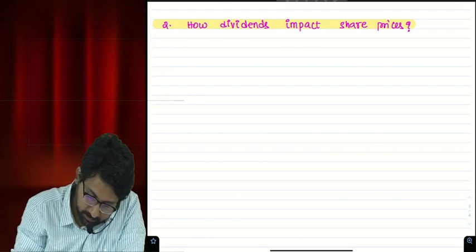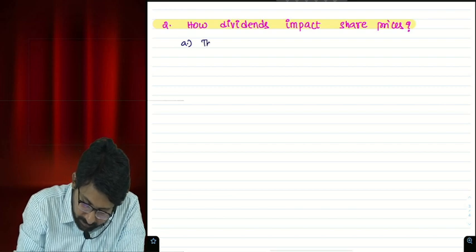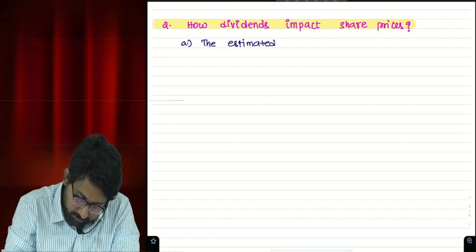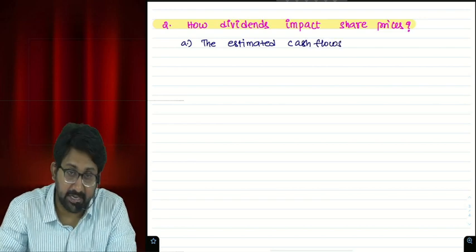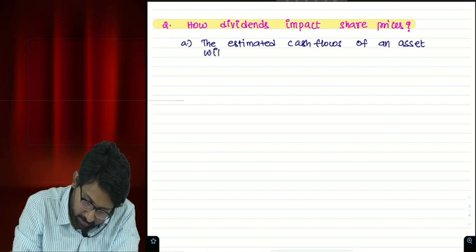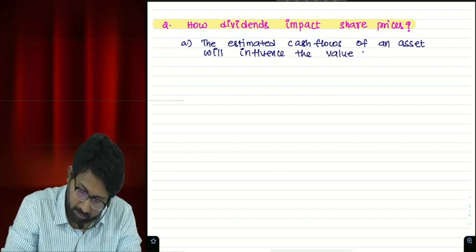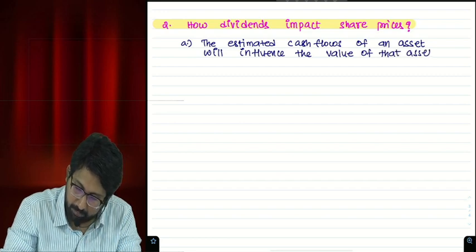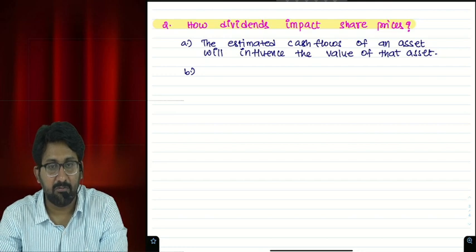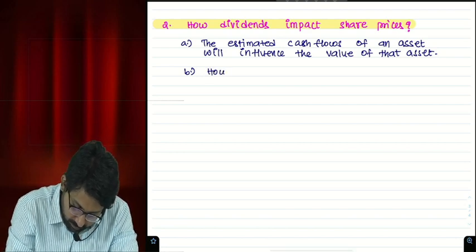See here. Write down the notes along with me. The estimated cash flows of an asset will necessarily influence the value of that asset. How?